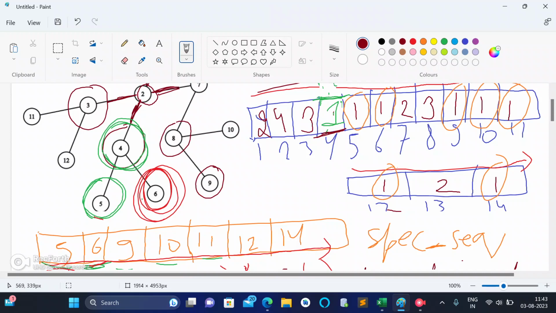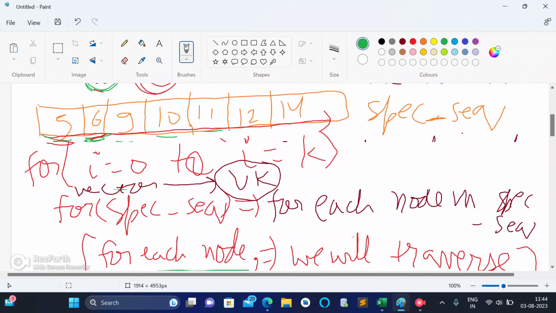Now I come to 9. I see that in the adjacency matrix of 9, 8 is present. So I reduce the number of connections of 8 by 1. Then I see that 10 is present, so I reduce the number of connections of 8 by 1 again. So we can see that 8 also becomes a leaf node. As soon as 8 becomes a leaf node, the number of connections of 8 also becomes 1.